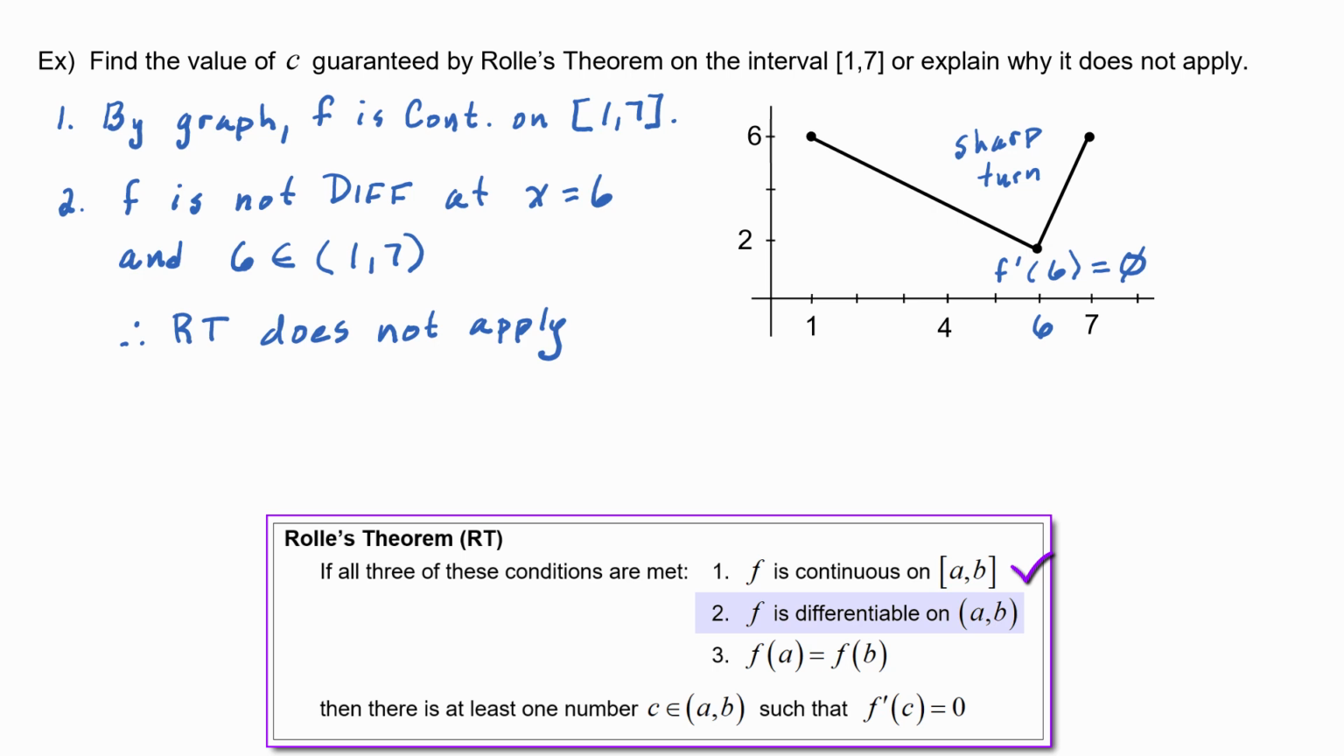Remember that to make the conclusion of Rolle's theorem, we have to satisfy all three steps of the hypothesis, and because of the sharp turn in this graph, that violated step 2. F is not differentiable at x equals 6, therefore Rolle's theorem does not apply.